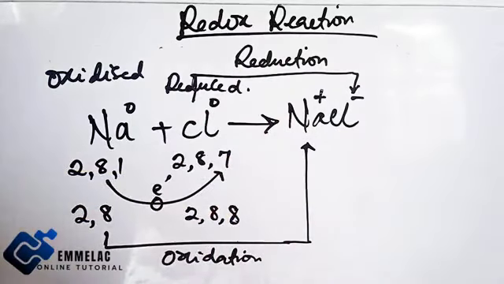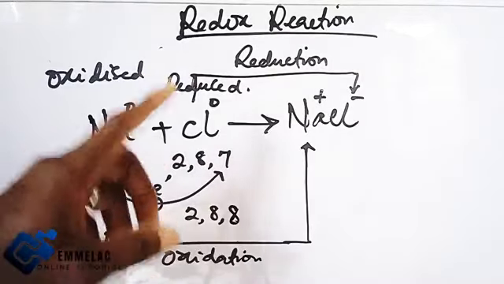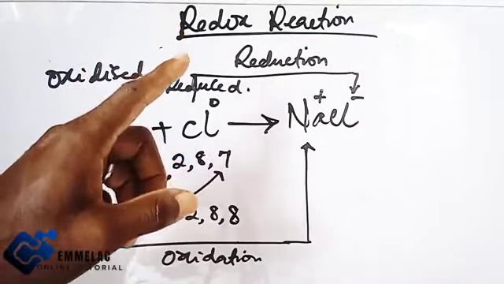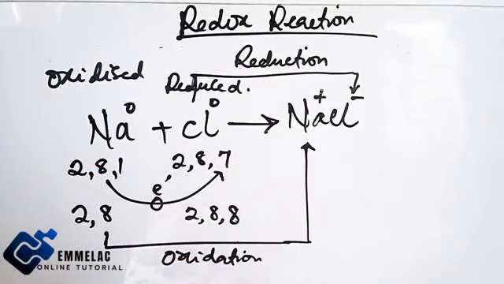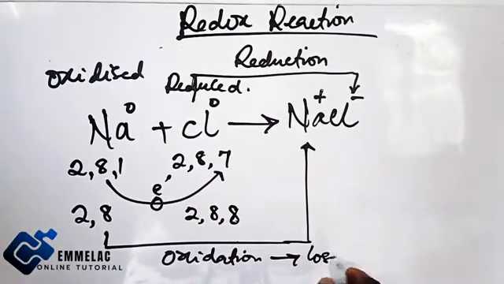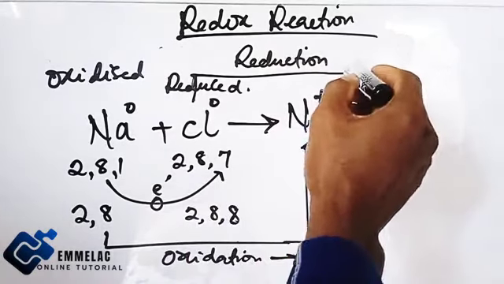So in a nutshell, this is a chemical reaction that depicts oxidation and reduction. Oxidation is the loss of electron, while reduction is the gain of electron.